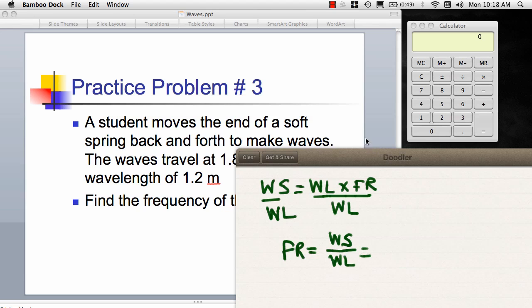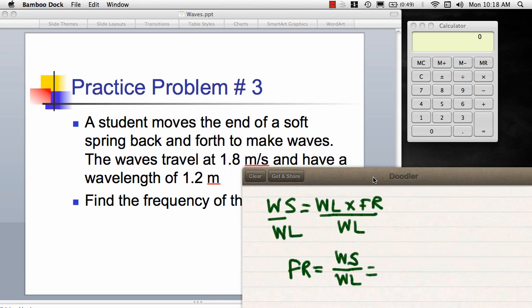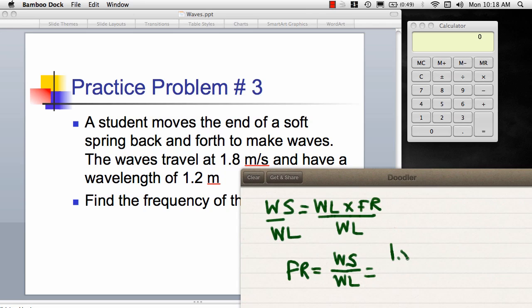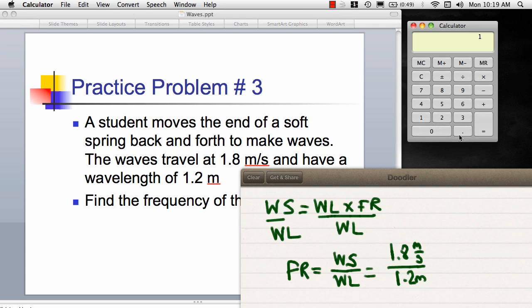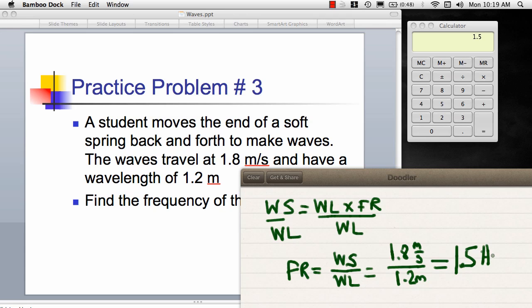Now we can plug in our numbers. Let me move my screen here a little bit. So we have a wave speed of 1.8 meters per second, and we have a wavelength of 1.2 meters. I have my calculator open here, and I'm going to use it this time. 1.8 divided by 1.2, and my answer comes out to be 1.5 hertz.